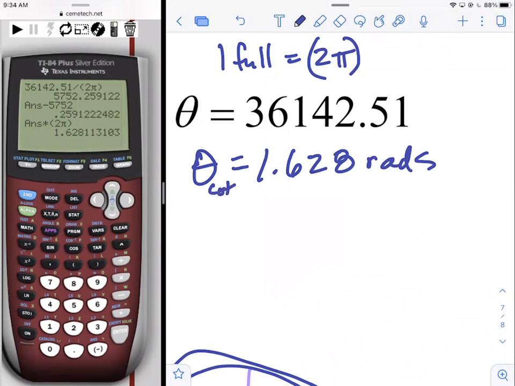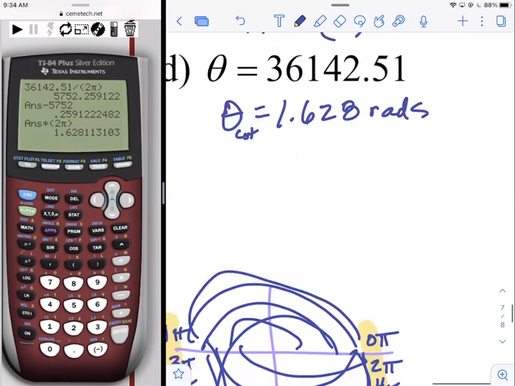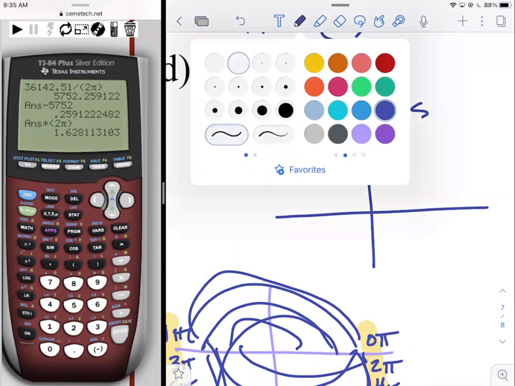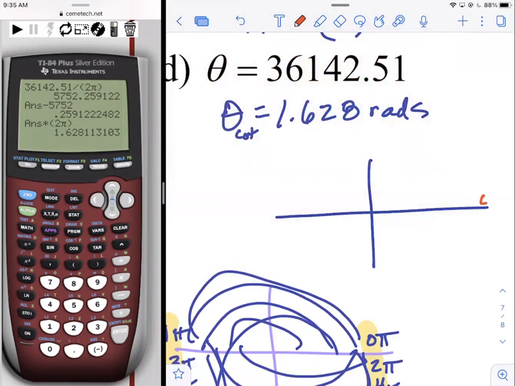How do I know that that's the coterminal angle between 0 and 2 pi? Because 2 pi is about 6.28, right? Yes. And that number is between 0 and 6.28. All right, now we've got to figure out where this fellow lives. Well, obviously, where's the obviously coming from? Because pi is 3.14. It's not bigger than 3.14. Oh, look at that. There you go.